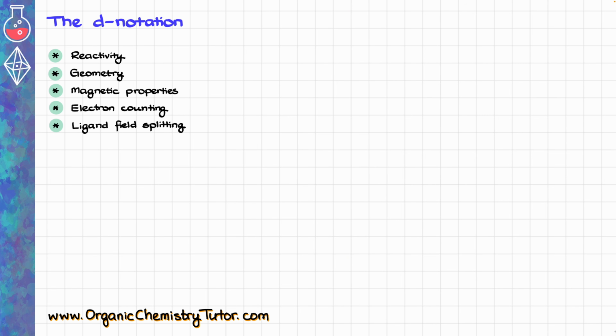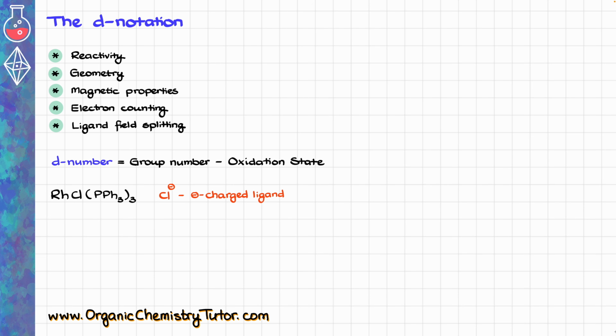So how do we calculate this d number? We calculate the d number by taking the group number where the metal is and subtracting the oxidation state. For instance, here is the complex. This is the Wilkinson catalyst used in homogeneous hydrogenation, by the way, but the only thing that we care for right now is the d number for this complex. First, I look at my ligands here. I have a single negatively charged chloride, and I also have neutral triphenylphosphine ligands here as well, meaning that my rhodium's oxidation state in this complex is going to be +1.